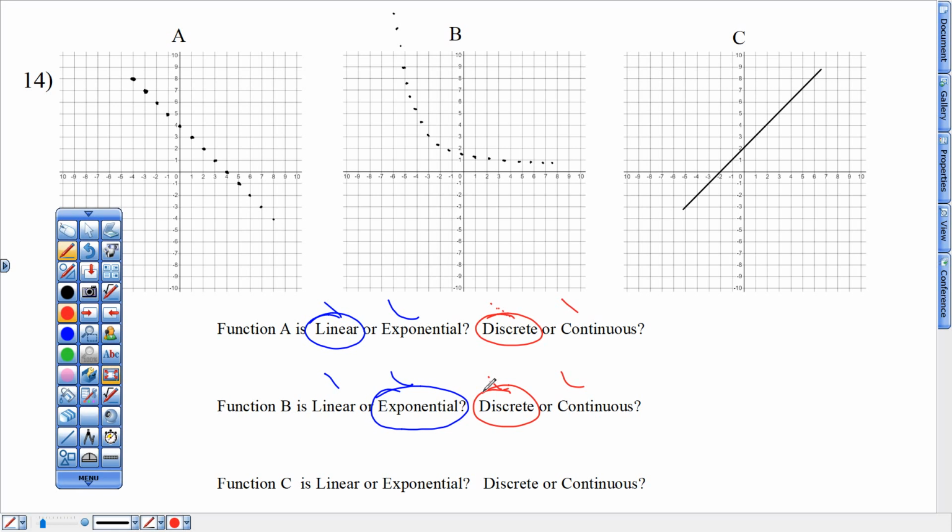All right, next one. Here we go. First category, straight or curvy. This one's straight, so that one would be linear. Next category, is it dots or is it a line drawn through the dots? I see no dots for that one. So C, I call continuous data. Anytime you have a line drawn through all the dots, that's showing continuous data.